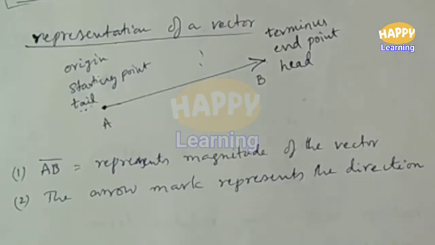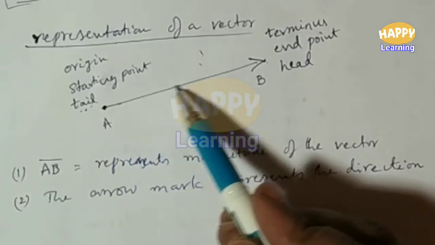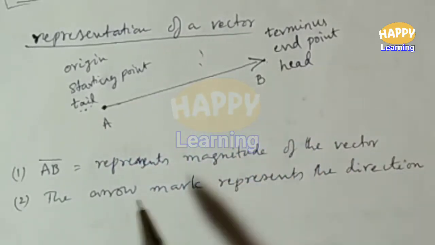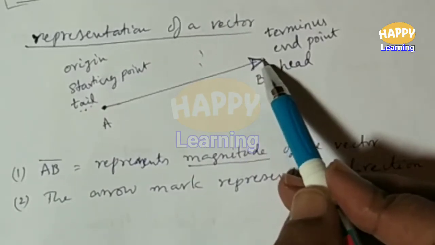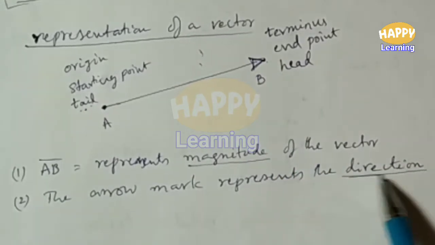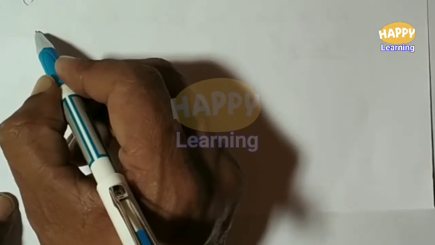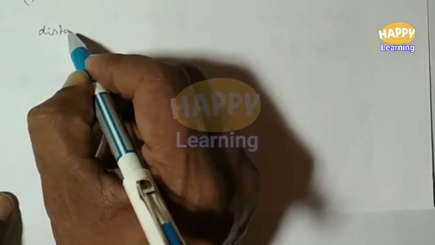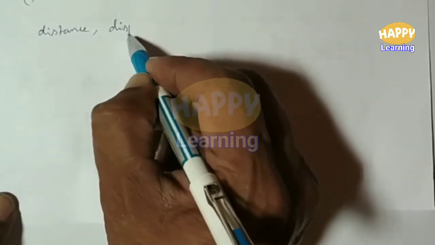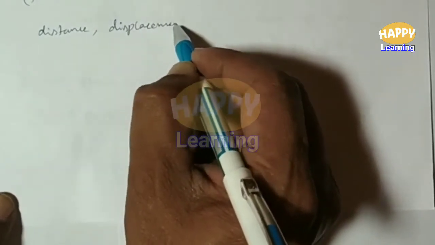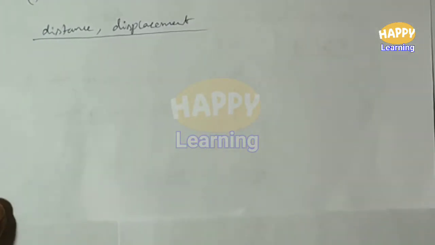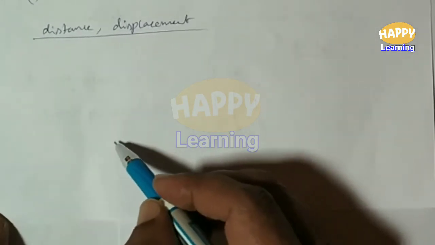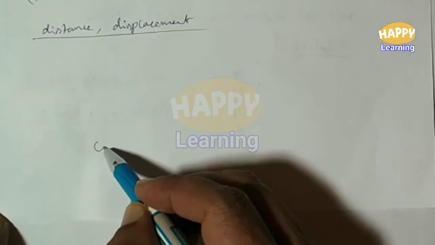Now, a vector is represented on a paper. The length of the segment AB represents the magnitude of the vector, and this arrowhead represents the direction of the vector. Let us discuss distance and displacement. Already we have given these two as examples: distance is an example for scalar, displacement is an example for vector. Now let us discuss distance and displacement.